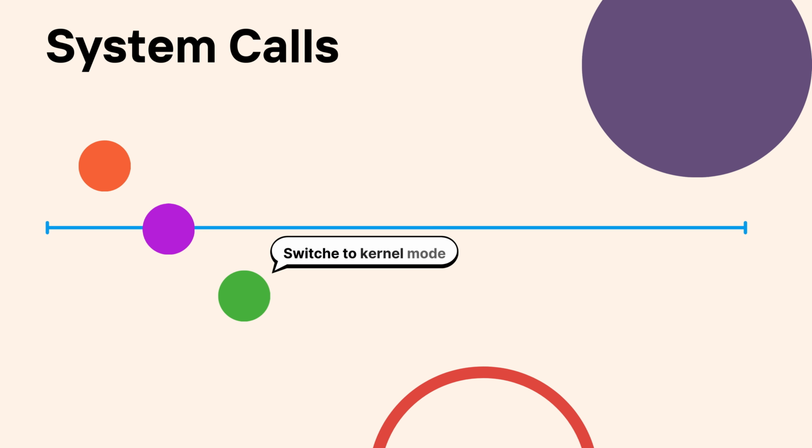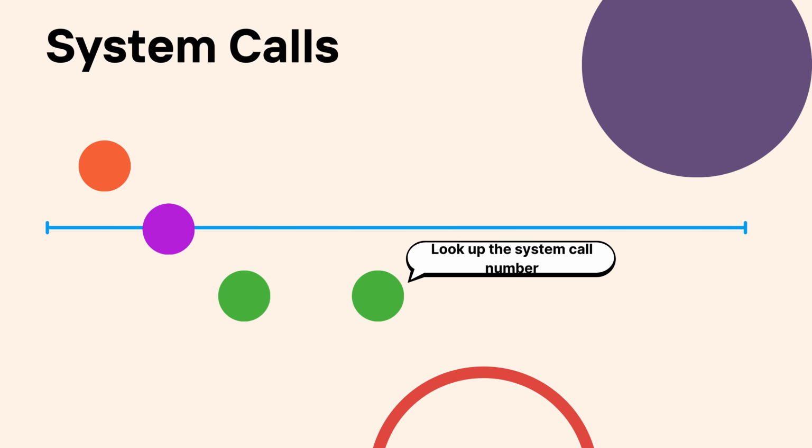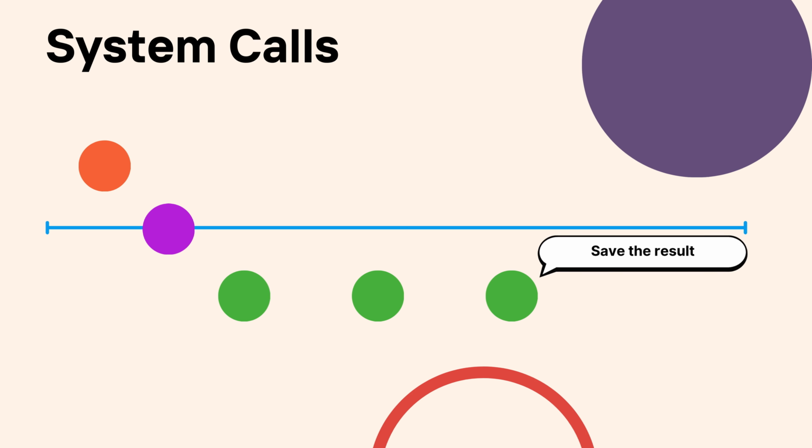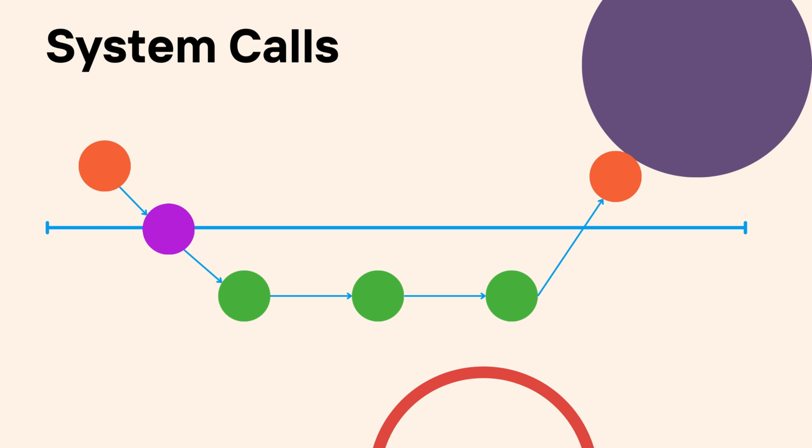The CPU switches to kernel mode, saves the current user context, and loads the kernel stack. It looks up the system call number in a system call table, verifies parameters for safety, and executes the corresponding kernel function, for example, writing to disk. The result is saved, the CPU restores user context, and control returns to the application. This entire process allows apps to request privileged operations while keeping the system secure and stable.